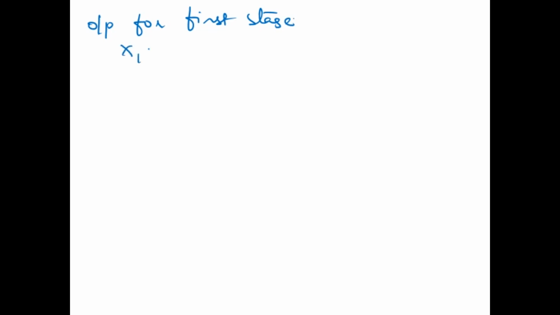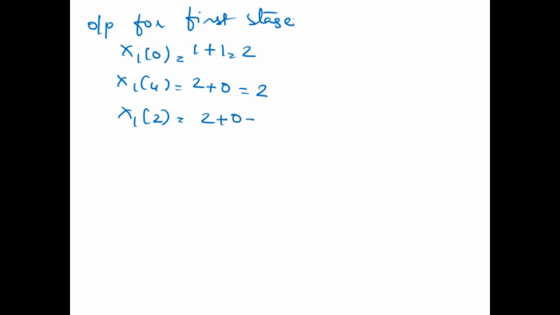X1 of 0 is equal to 1 plus 1, which is equal to 2. X1 of 4 is equal to 2 plus 0, which is equal to 2. X1 of 2 is equal to 2 plus 0, which is equal to 2. X1 of 6 is equal to 2 plus 0, which is equal to 2.